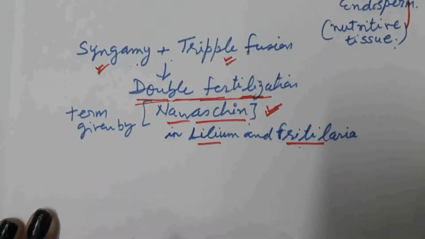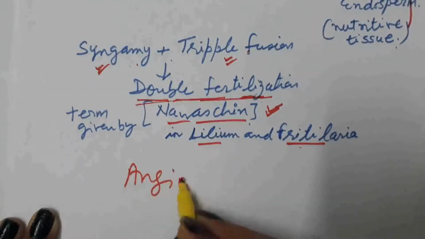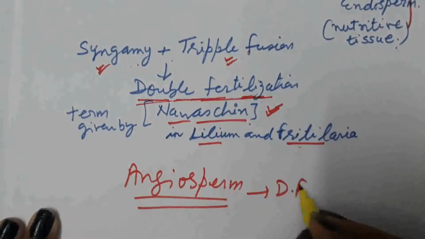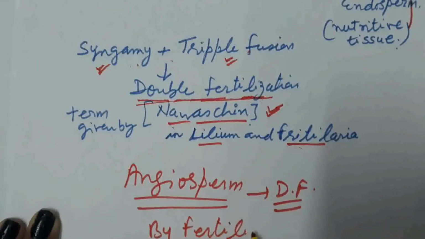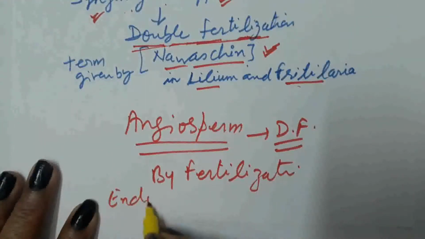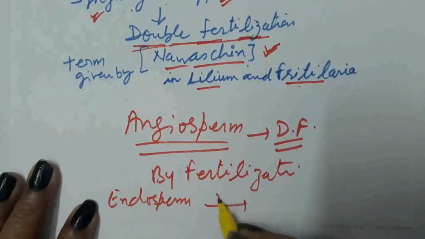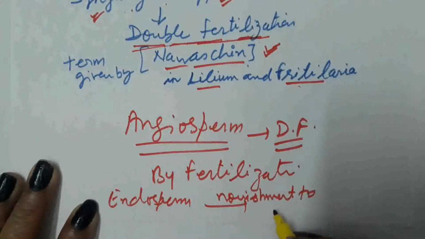What is the significance of double fertilization? In angiosperms, double fertilization takes place. What is the significance of double fertilization? By double fertilization, endosperm is produced, which gives nourishment to the developing embryo.